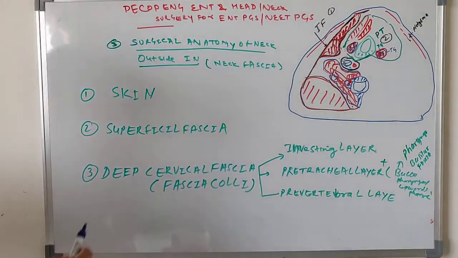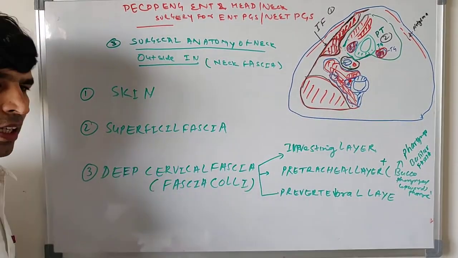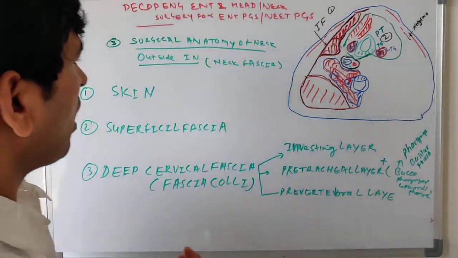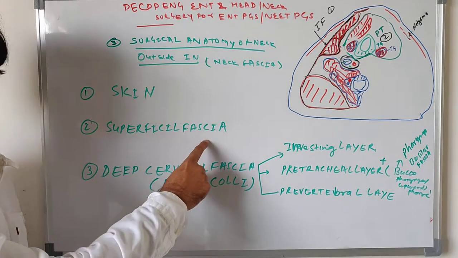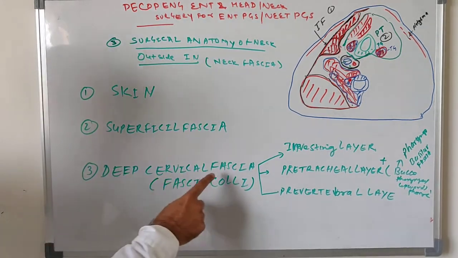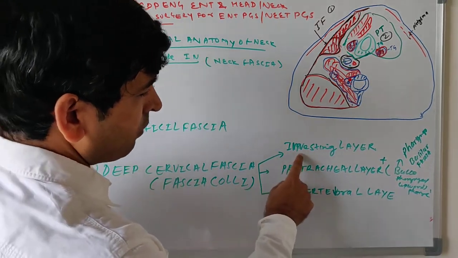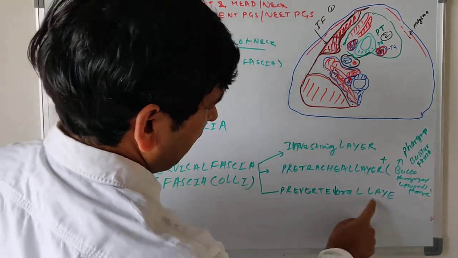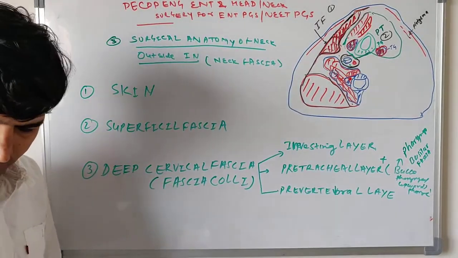Okay, now there are three layers in the neck which cover the whole neck from outside to inside: skin, superficial fascia, and deep cervical fascia, which is also called fascia colli. It has three layers: investing layer, pretracheal layer, and prevertebral layer. Okay, now let's talk about skin.